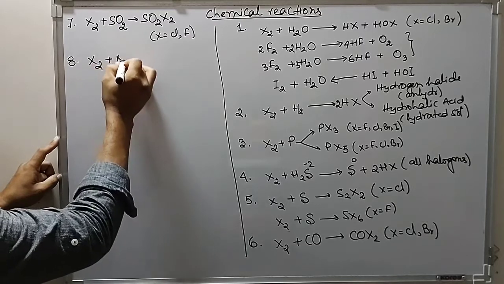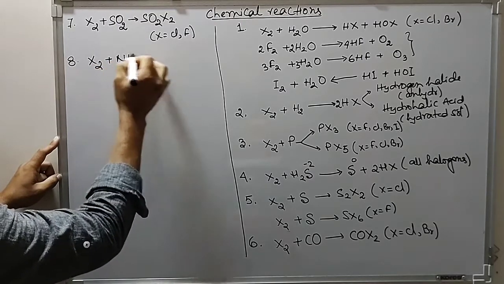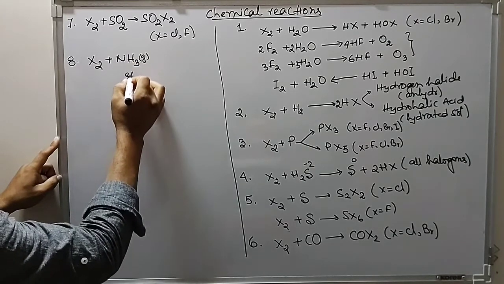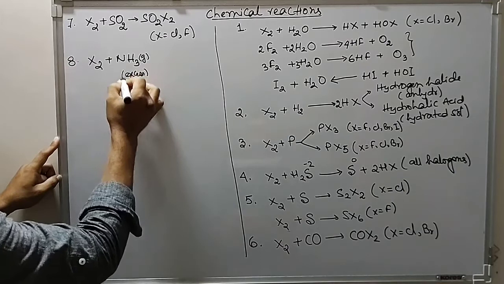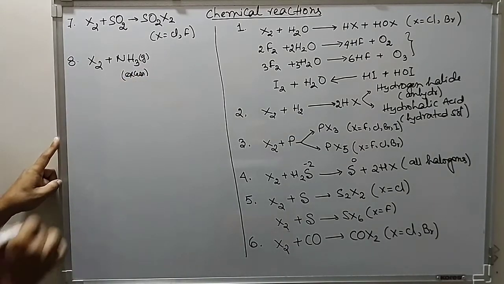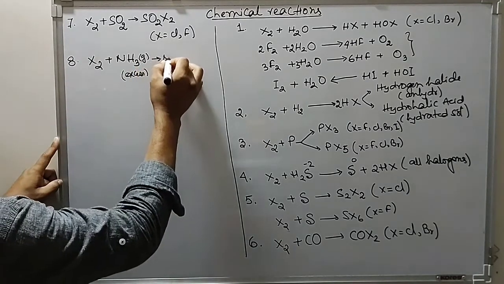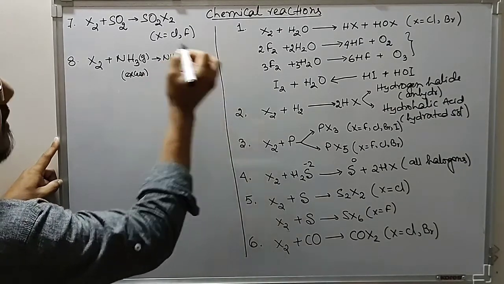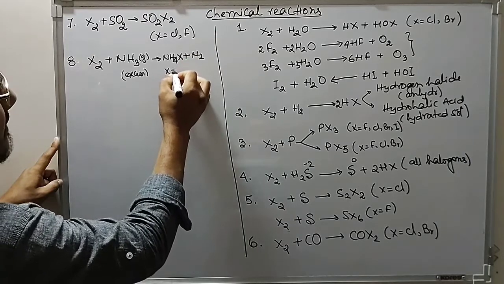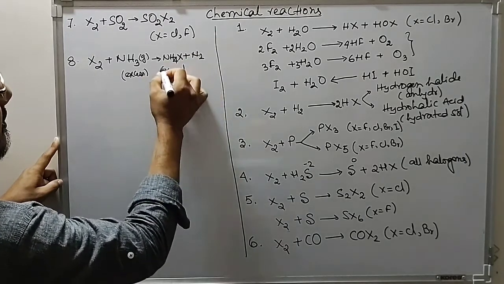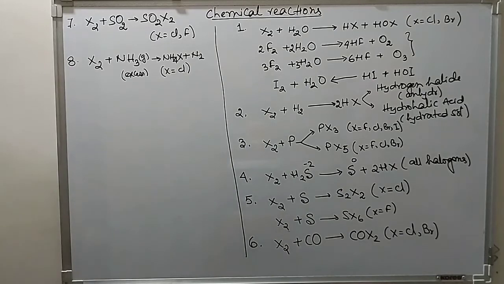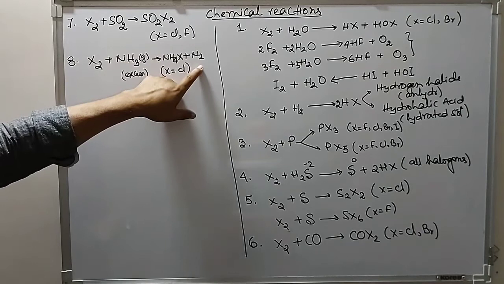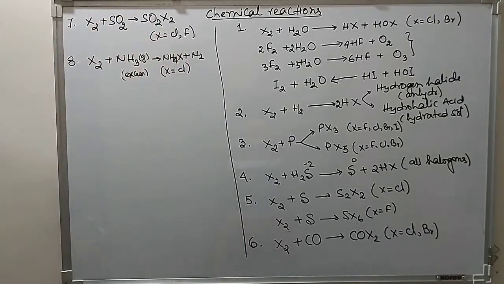X2 also reacts with ammonia gas. If ammonia gas is taken in excess, this gives you ammonium halide and nitrogen gas. Here X is chlorine. So chlorine reacts with ammonia gas, and when ammonia gas is taken in excess, this gives you nitrogen gas and ammonium chloride.